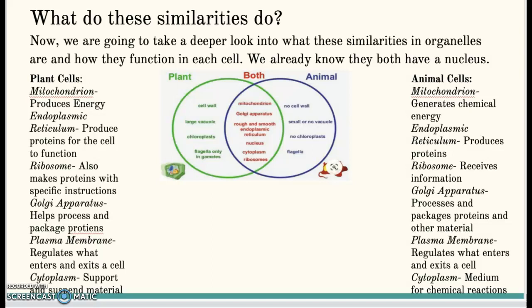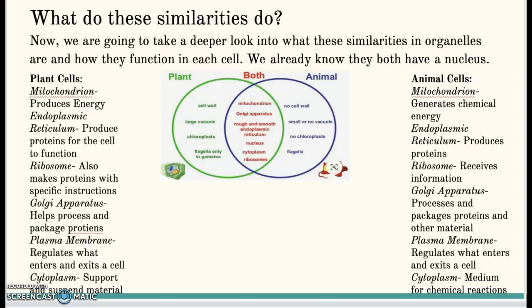So for plant cells and for animal cells, the mitochondrion or mitochondria produces energy. The endoplasmic reticulum produces proteins for the cell to function, as well as in the animal cells. The ribosome also makes proteins with specific instruction, and the ribosome in the animal cell receives information.